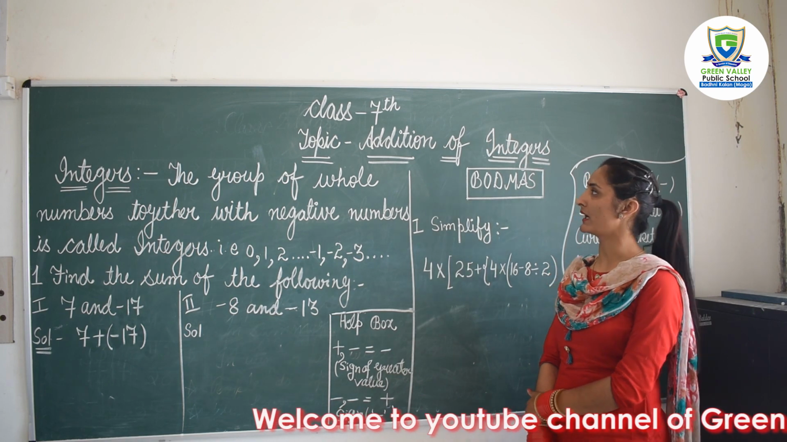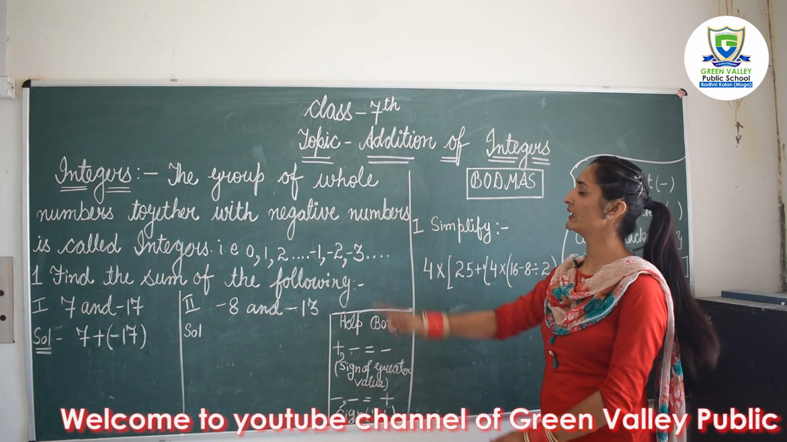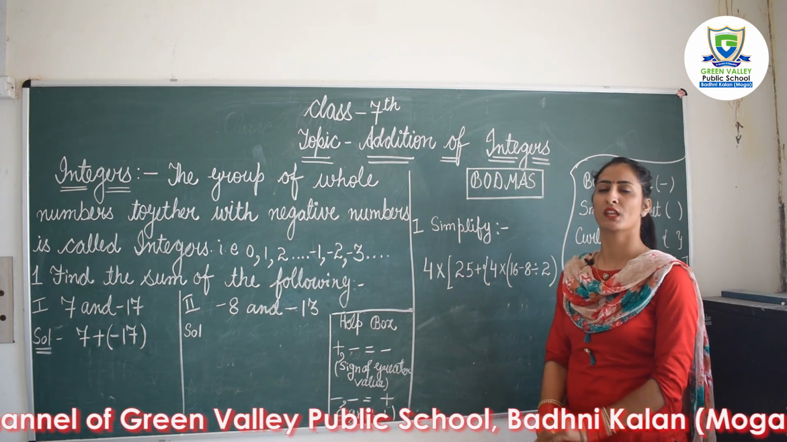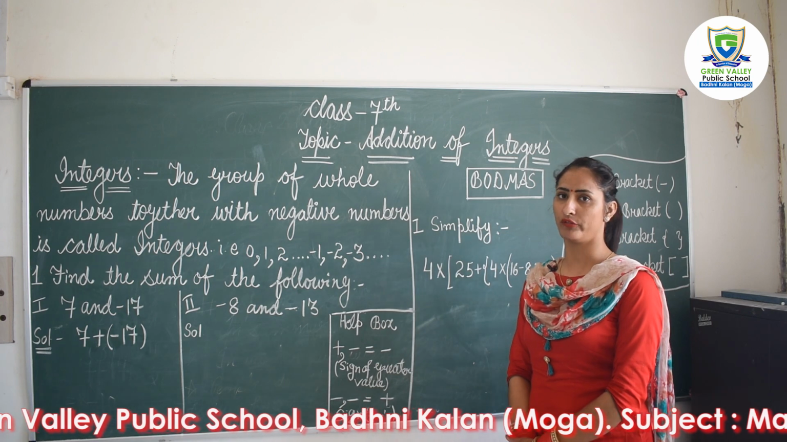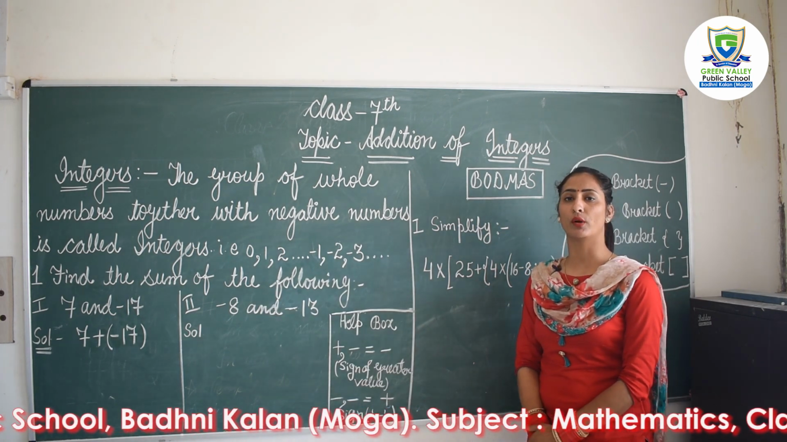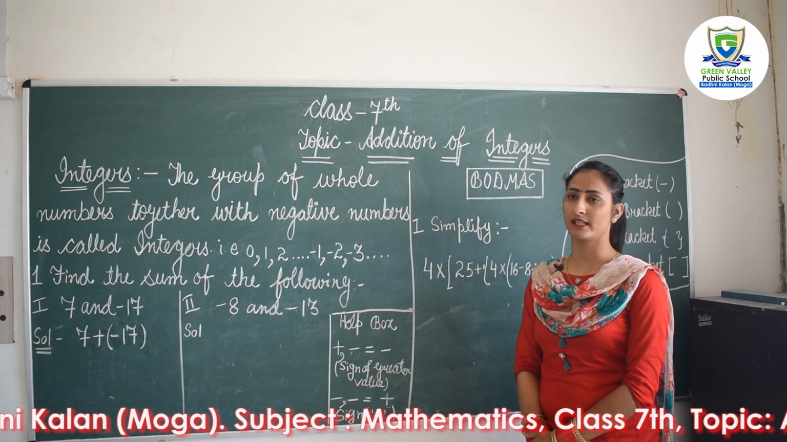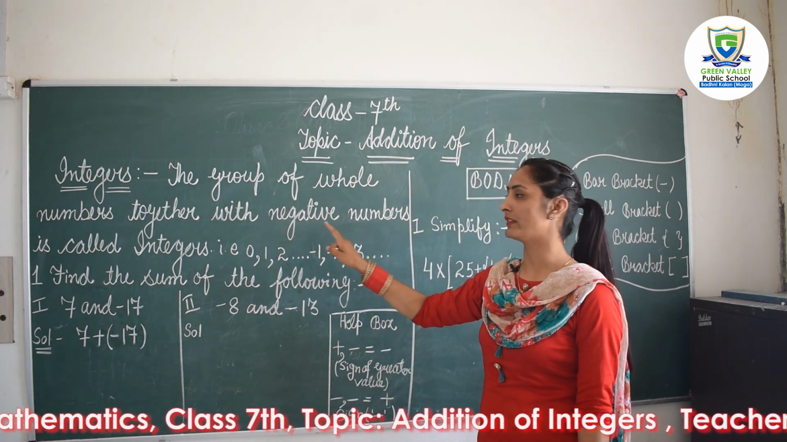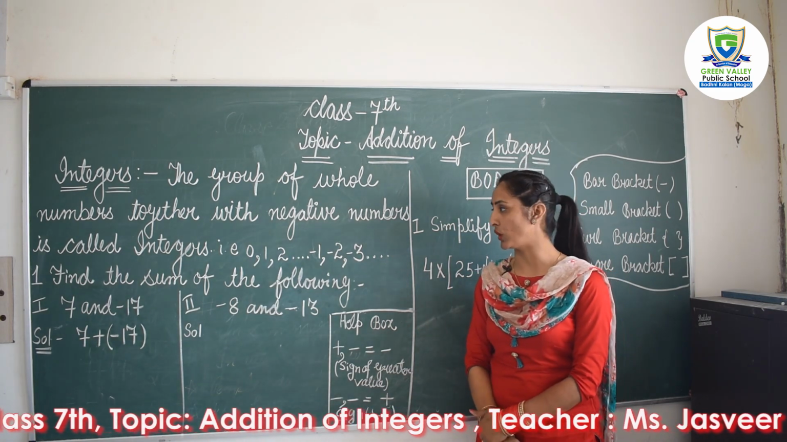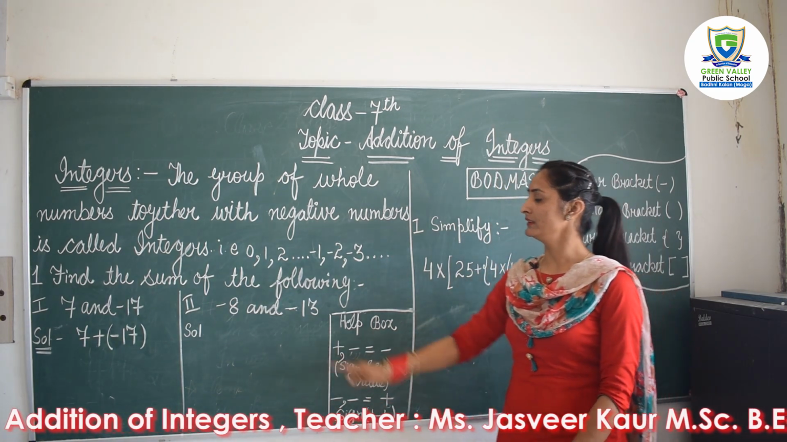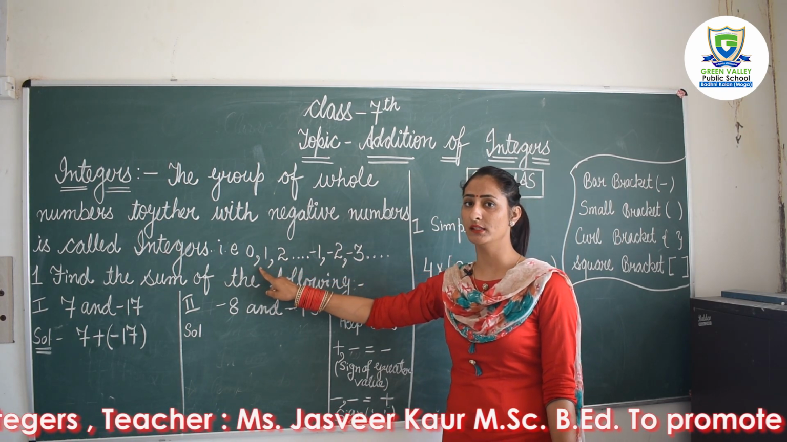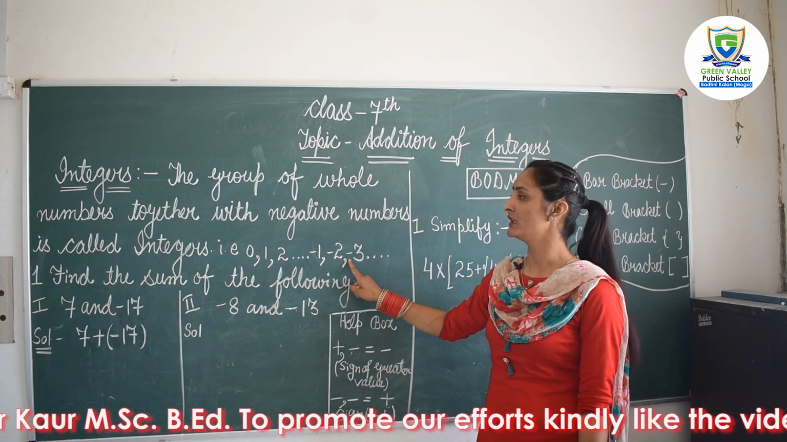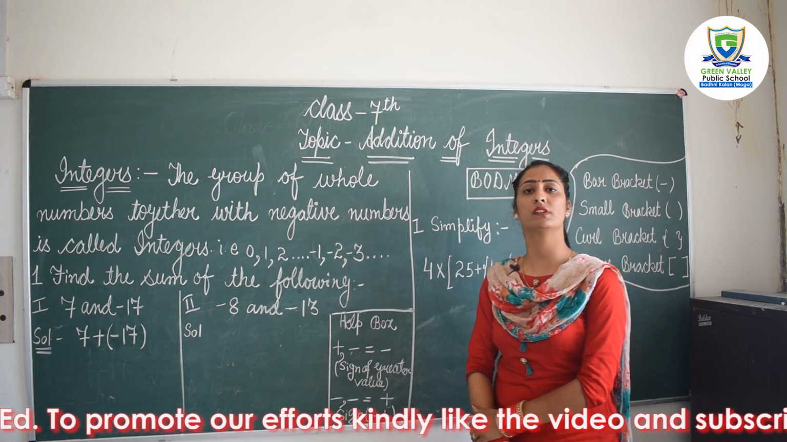Today we are going to start the topic of class 7th, and the topic is addition of integers. Before starting the addition of integers, you must know the definition of integers. The group of whole numbers together with negative numbers is called integers, and that is 0, 1, 2, -1, -2, -3.